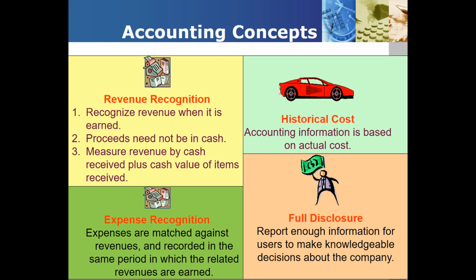Sixth concept: expense recognition. Expenses are matched against revenues, and recorded in the same period in which the related revenues are earned. Seventh concept: historical cost. Accounting information is based on actual cost. Eighth concept: full disclosure. Report enough information for users to make knowledgeable decisions about the company.